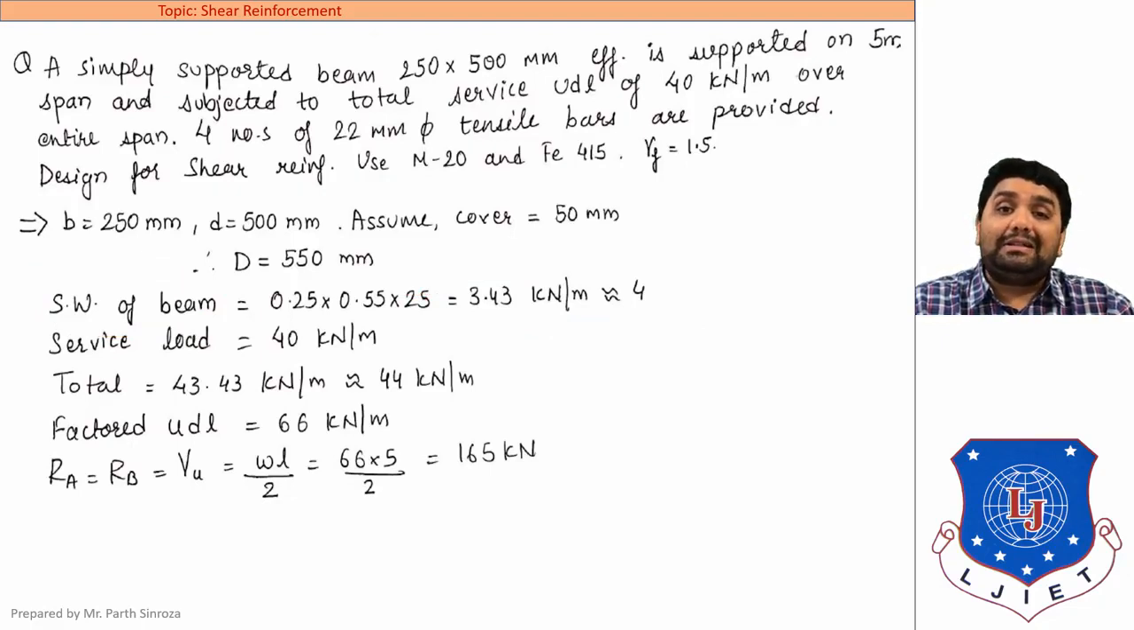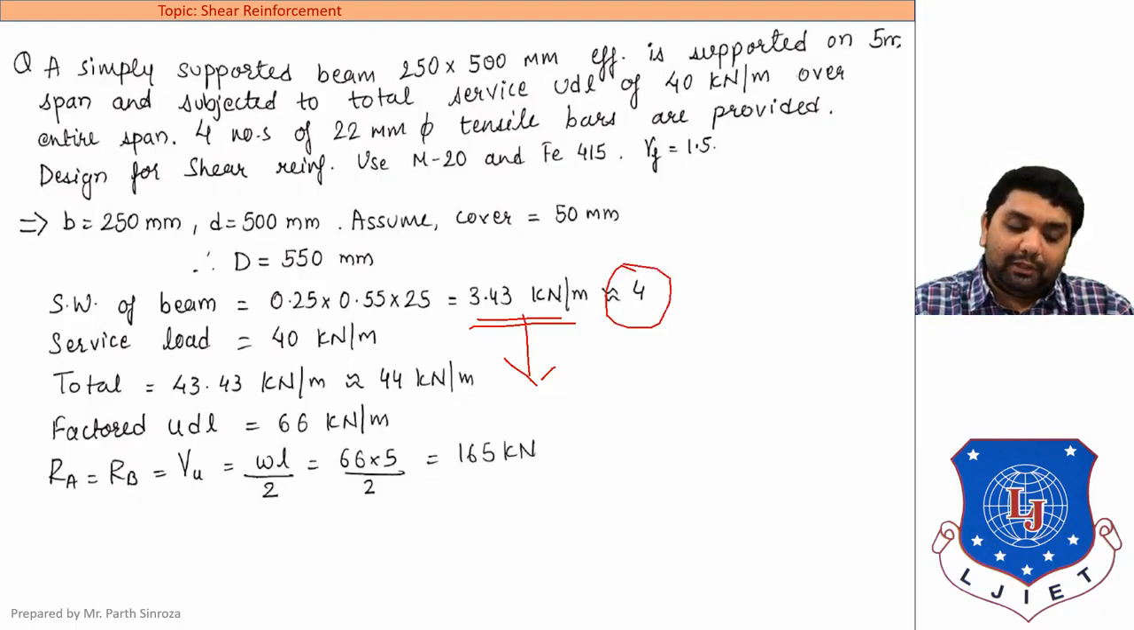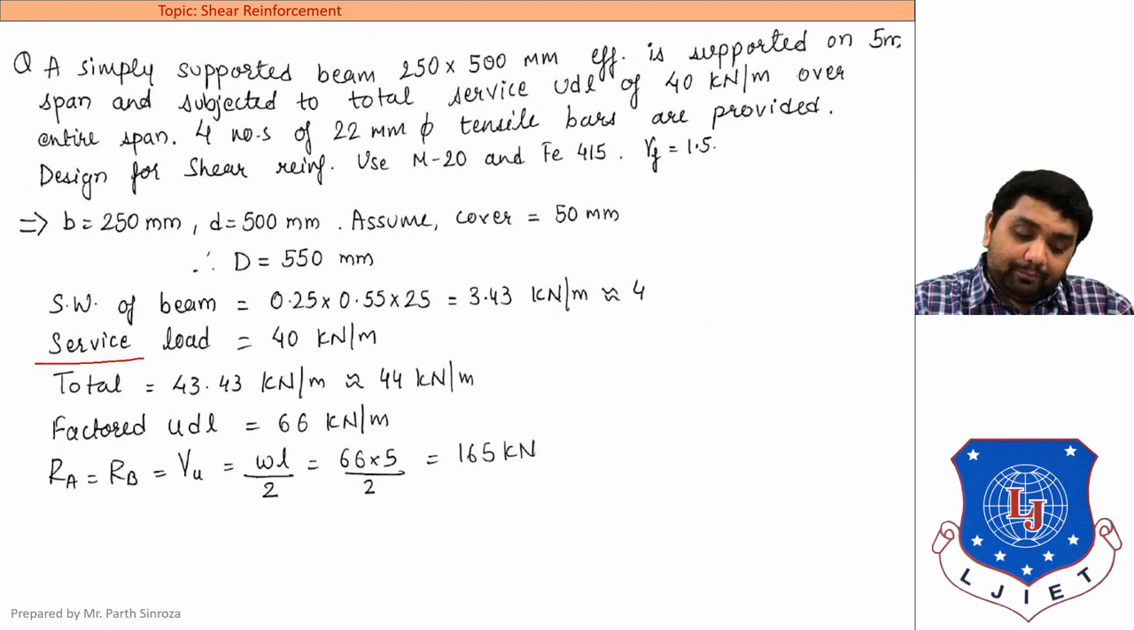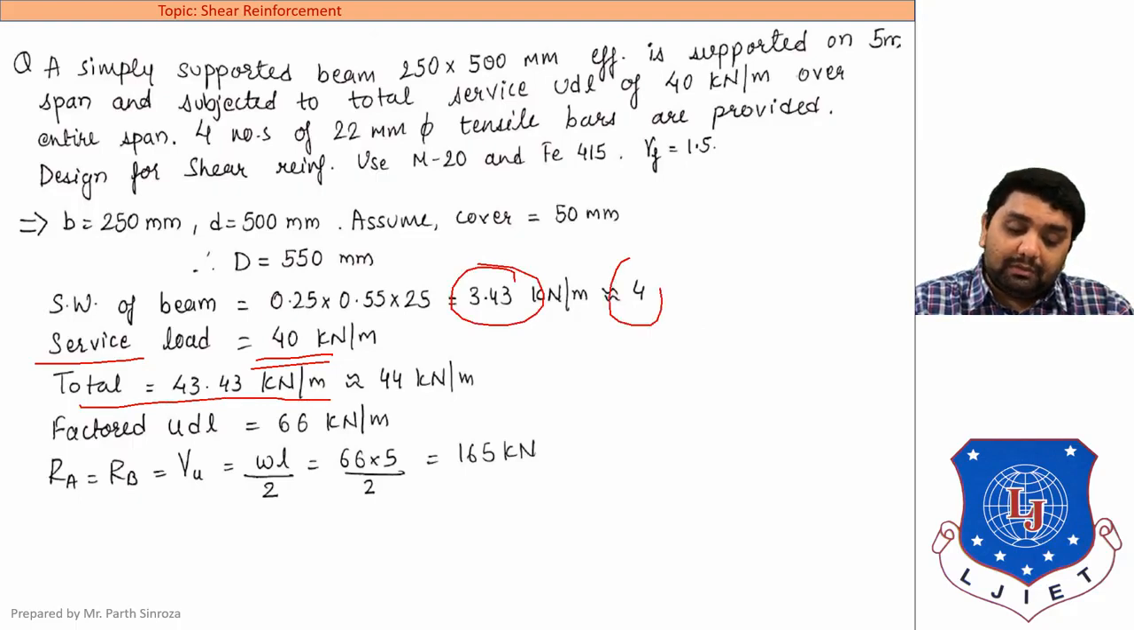Now as this is a design problem, you can keep this value and solve further, it will be okay. As we are designing, we are not analyzing. If we were analyzing, we would keep this value as a fixed value, but as we are designing, we can round it off to a higher value. It is up to you whether to round it off or not. Clear? Here I have rounded it off to 4, and the service load is given in the question as 40 kilonewton per meter. So the total load comes out to be 43.43 if you don't round off, and if you round off, it comes out to be 44 kilonewton per meter.